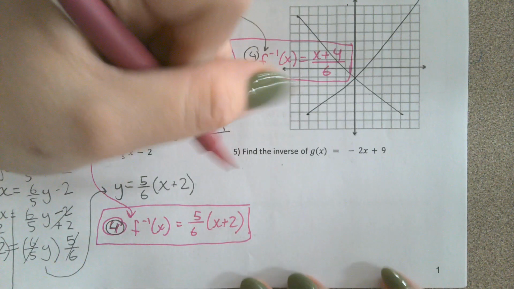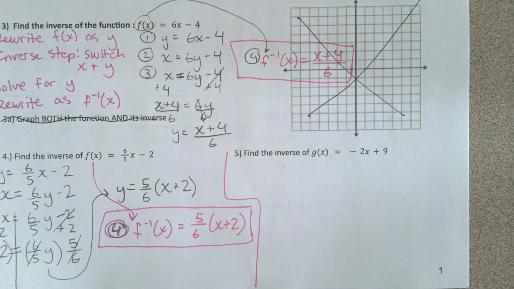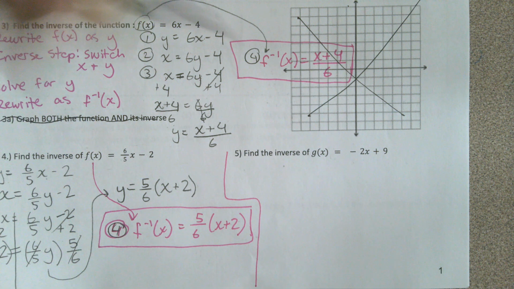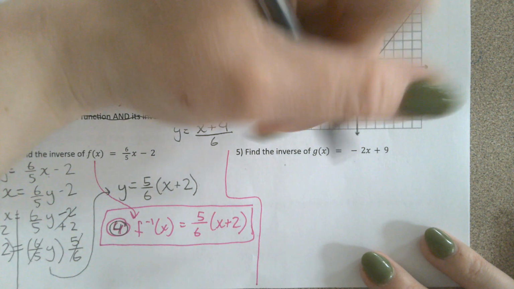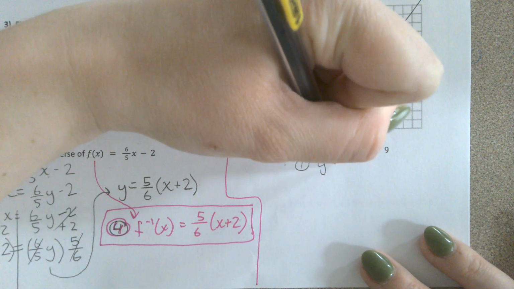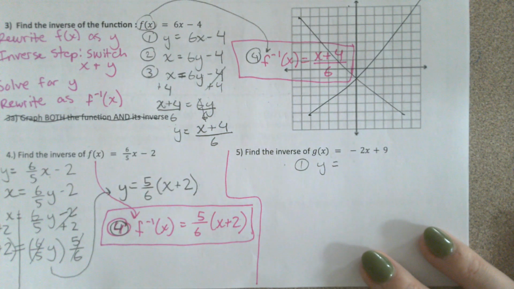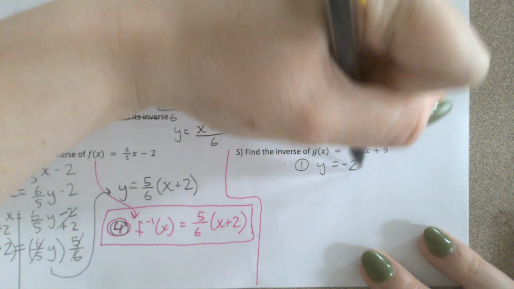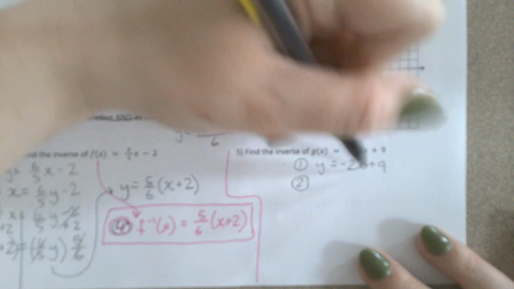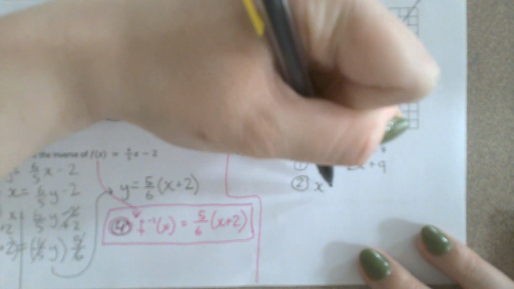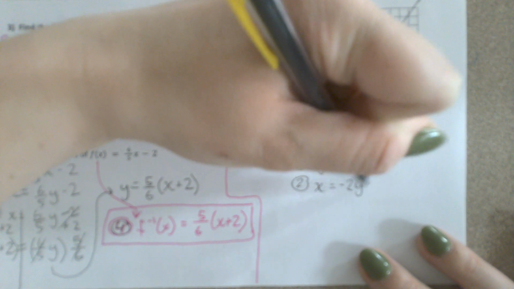Another one, number 5. Find the inverse of g of x equals negative 2x plus 9. So first step is rewrite this as y equals negative 2x plus 9. Step 2, you switch the x and the y. So this becomes x equals negative 2y plus 9.